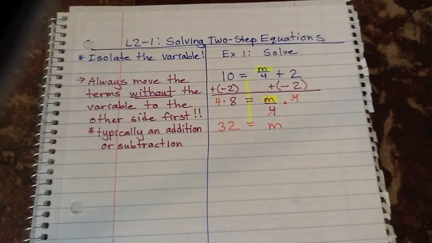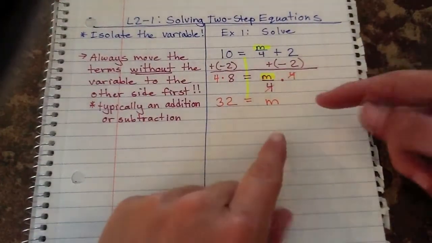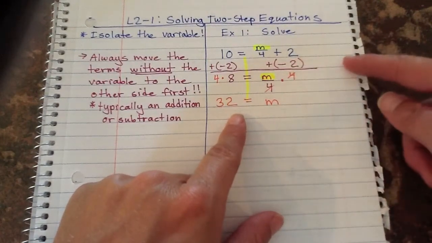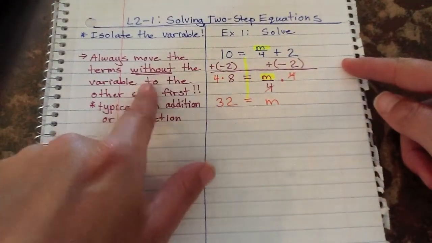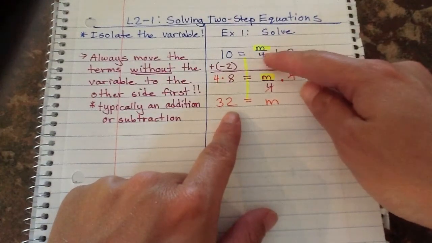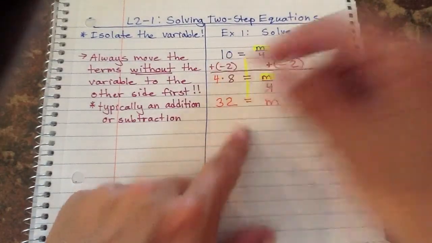Now, because of lack of space on my notes right here, I'm going to go ahead and just mentally check this with you. But on your homework, I want to see a check on the right because you won't have all this. So take 32, plug it in. 32 divided by 4 is 8. 8 plus 2 is 10. So it did balance.